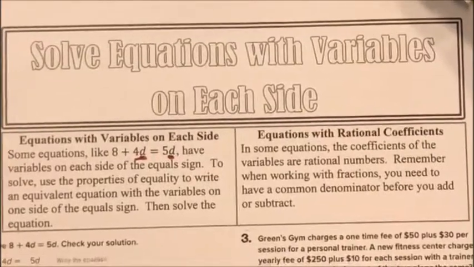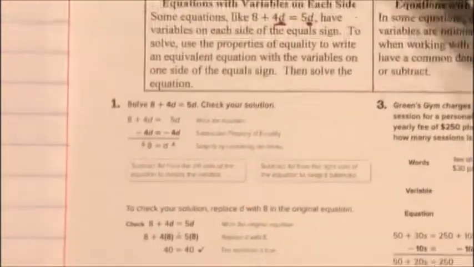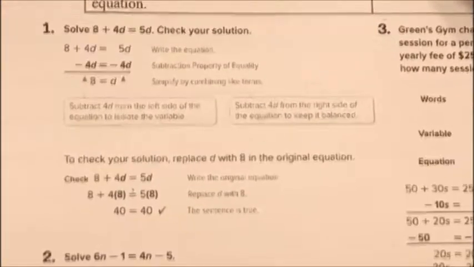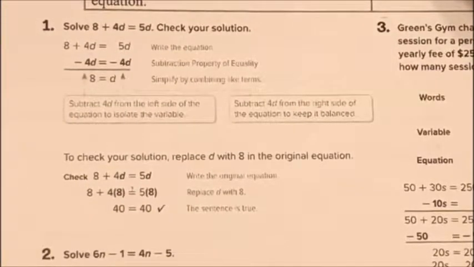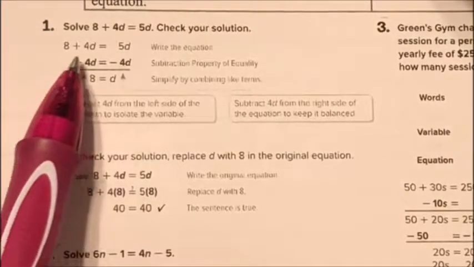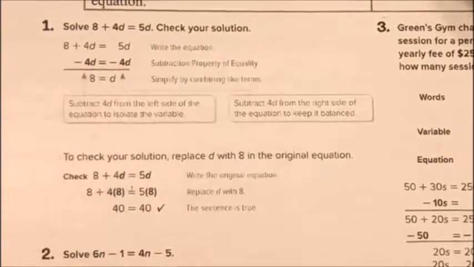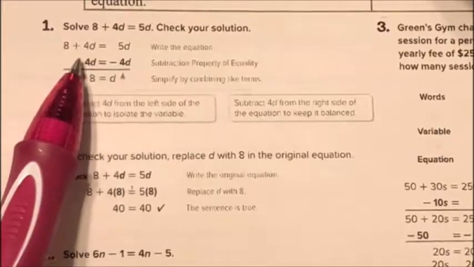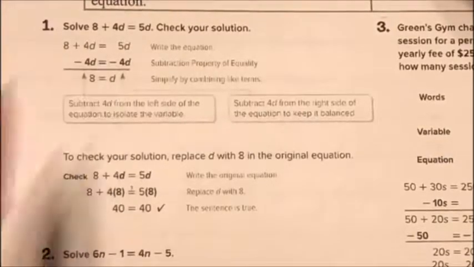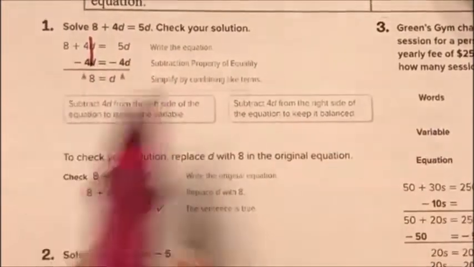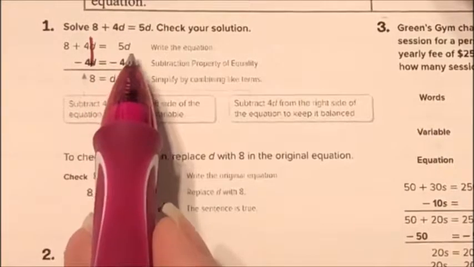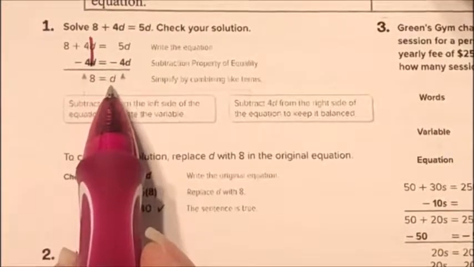So let's take a look at one of the examples. The first example says solve 8 plus 4d equals 5d. Okay? I want to get my d's to one side. So I notice I have 4d and I have a 5d. Well, I really want my d's to be positive, so I can subtract 4d from both sides. This cancels, and I'm left with 8. 5d minus 4d is 1d, so I have 8 equals d.